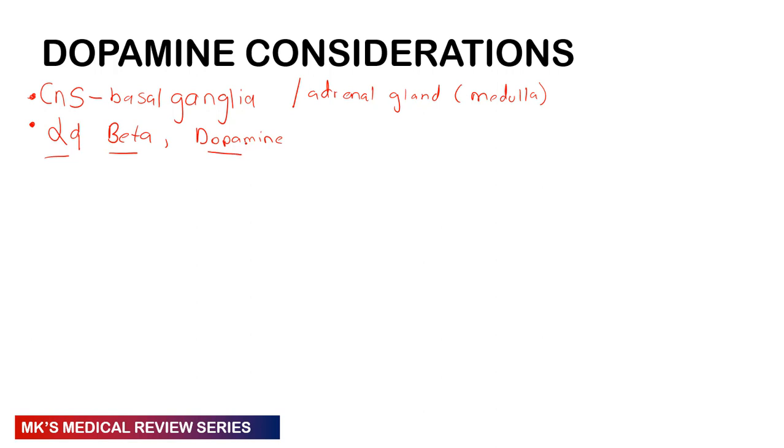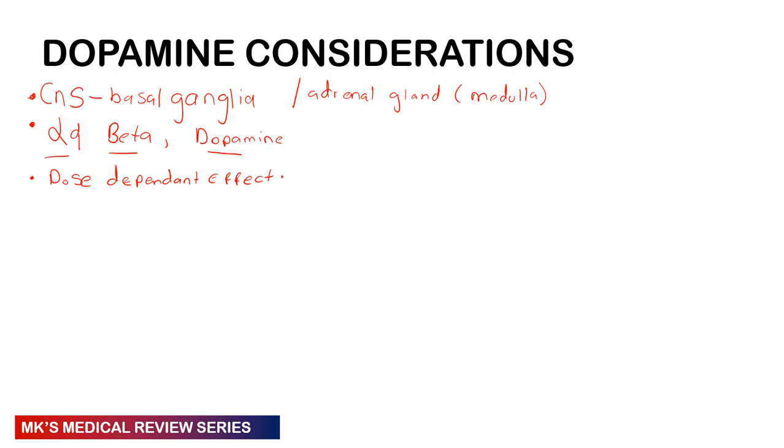This is very important for you to actually note. And remember that the effects of dopamine are going to be dose dependent, meaning that at certain doses you're going to see certain effects in the body, while at other doses you're not going to see other effects in the body.